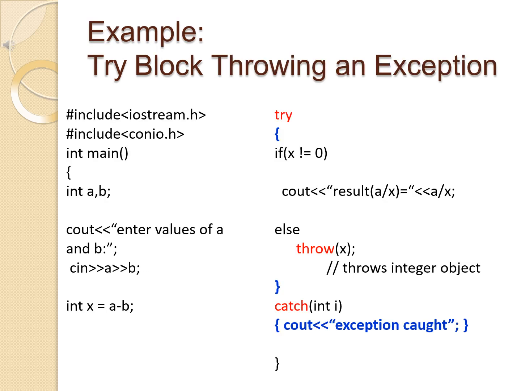Now, this is a simple program for division by 0. In the main program, you're reading two values for a and b, x equal to a minus b.